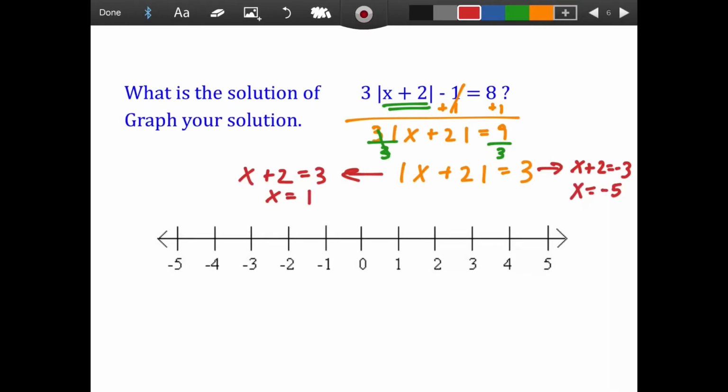So we can plug in negative 5 for x or positive 1 for x and get the same solution. On our number line, we are going to put closed circles at negative 5 and at positive 1. Those are the only two solutions that make this absolute value equation true.